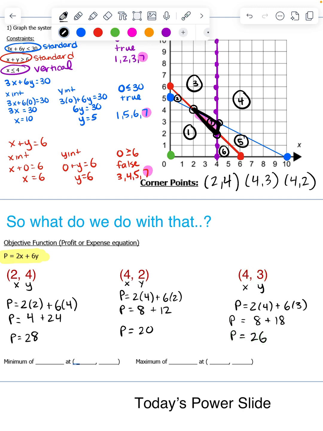So the minimum amount that they could possibly make with their stipulations is going to be 20, because that's the lowest number of these three numbers. And that's going to happen at 4 and 2, the coordinate point associated with that. And the maximum, which is the biggest number, is going to be 28, and that's associated with 2 and 4. So basically this new concept of today is, I'm going to give you this thing called the objective function. I want you to take what we know about corner points, plug the corner points in, and see what the min, smallest number, and max, biggest number, is. So now what I want you to do is flip your warm-up over and take all of that into consideration and try the problem on the back.